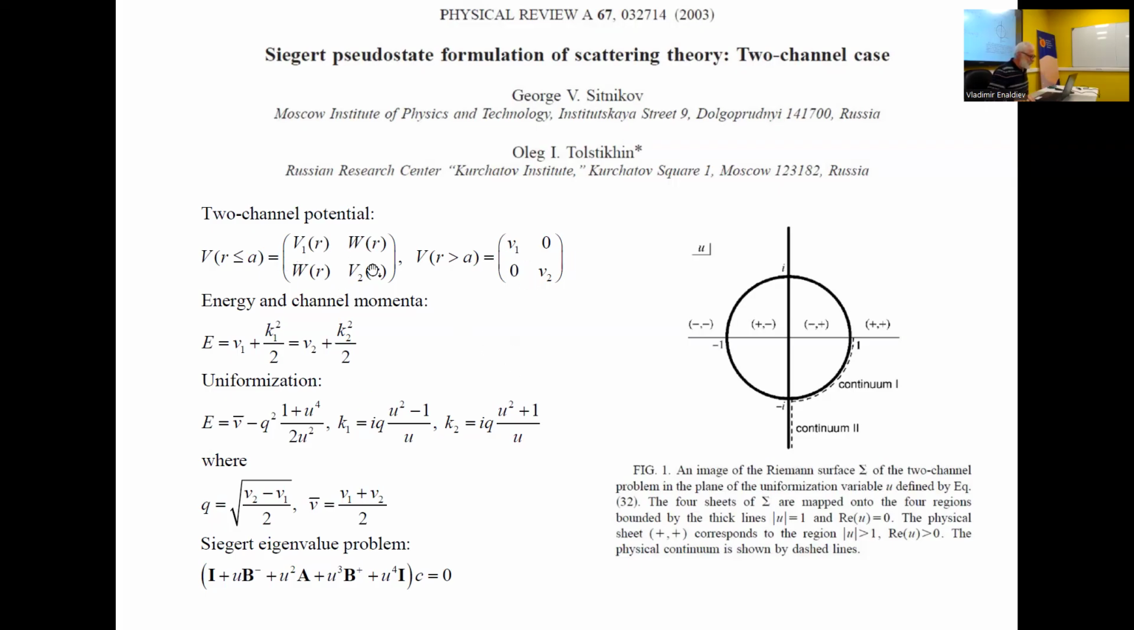Here, to treat a matrix potential, we need a new uniformization variable. A uniformization variable which makes the scattering problem, which is in this case a four-valued function of energy, a single-valued function of the uniformization variable. Because k is a double-valued function of energy, but there are two different k now. So this uniformization variable can be found. This is given by these equations. This is the plane of this uniformization variable. Instead of k, now you have to treat this u. The physical sheet is what lies on the right of this semicircle. So there are four sheets, as you can see here. The physical sheet is here, and the first continuum here, and the second continuum here.